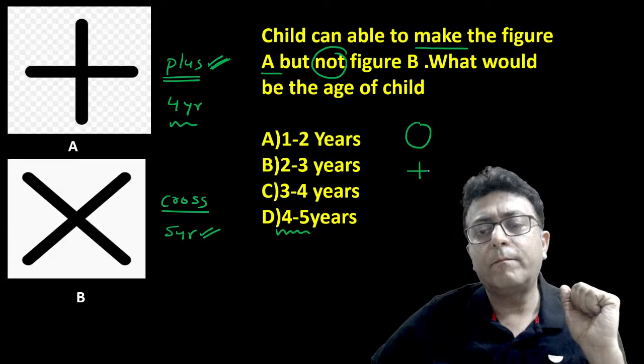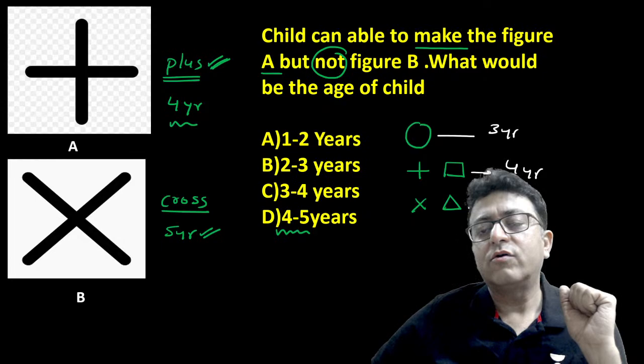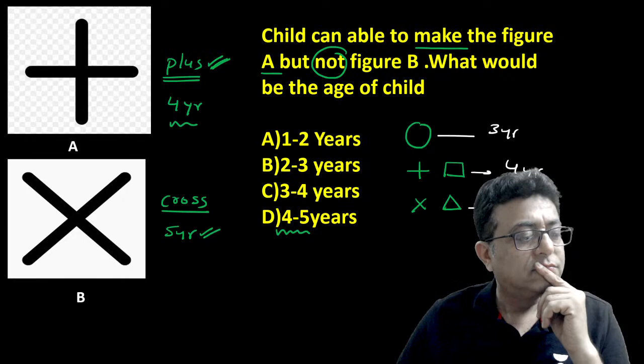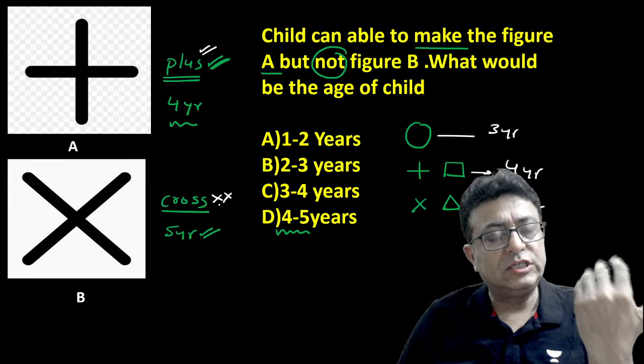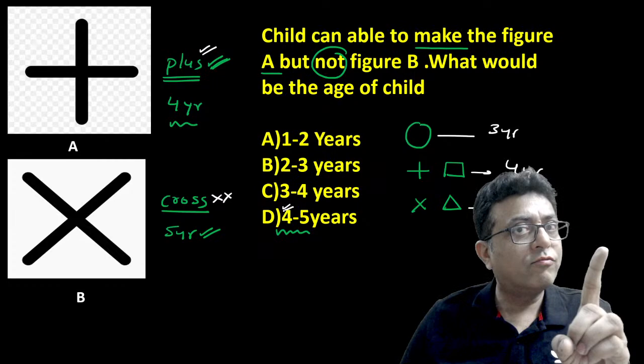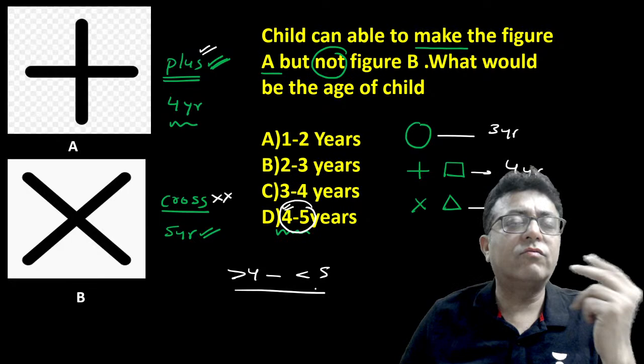Now these are the universal questions. Circle, plus, square, cross, triangle. A child can make a circle at 3 years, plus and square at 4 years, cross and triangle at 5 years. Clear? So the child can make plus but not cross. When a child is able to make plus, he is 4 years of age, but not cross, so less than 5. So the child's age is more than 4 and less than 5. Between means 4 to 5 years.